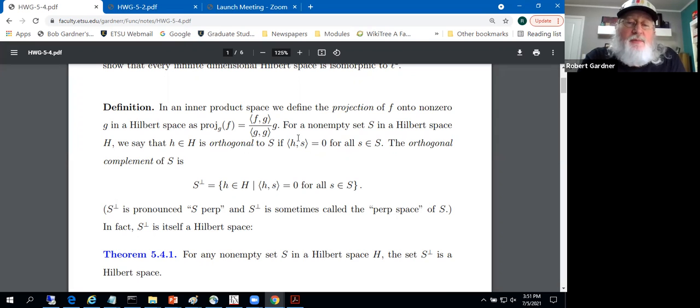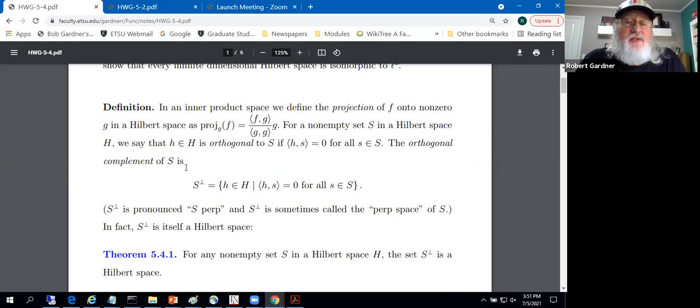We'll eventually project vectors onto subspaces, but for now, for a non-empty set S in a Hilbert space H, we say that vector h is orthogonal to S if the inner product of h with s is 0 for all vectors s in that set. We'll consider such sets, and oftentimes they'll be subspaces instead of simply sets, so they have a little bit more structure, but we're dealing with this in a general setting, as we're prone to do.